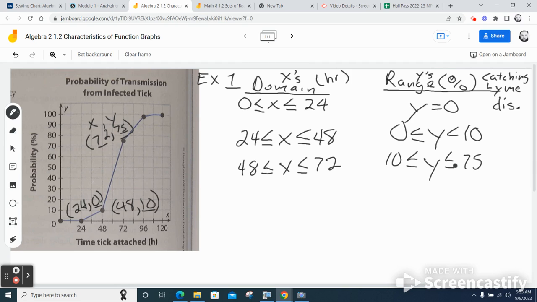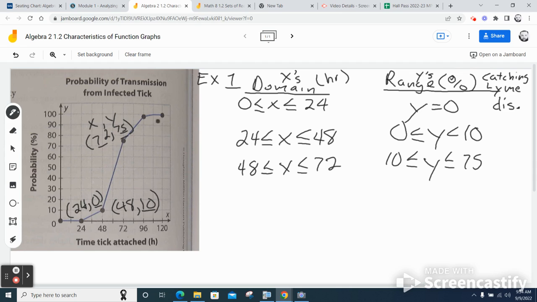So what this is saying is that at 72 hours, the end of the third day of a tick latching onto you, you have a 75% chance of getting Lyme disease if the tick has Lyme disease. Okay? You have a 75% chance. All right, let's move on to the next one.